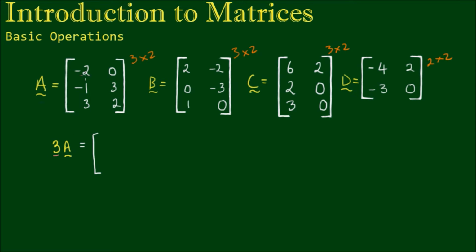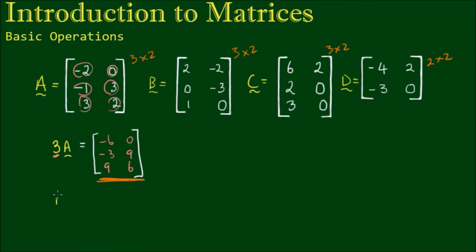So 3 by negative 2 is equal to negative 6, 3 by 0 is equal to 0, 3 by negative 1 is equal to negative 3, 3 by 3 is equal to 9, 3 by 3 is equal to 9 again, and 3 by 2 is equal to 6. Okay, so this new matrix is a scalar multiple of the matrix A.